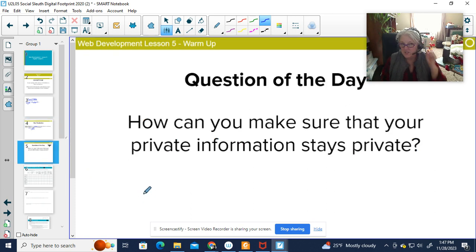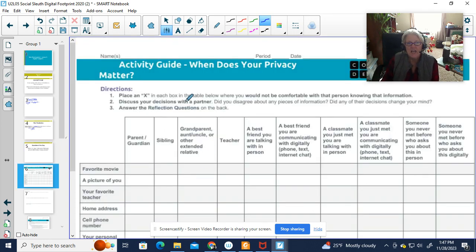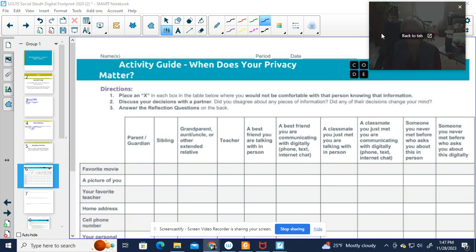The first worksheet that I'm going to have you start thinking about is going to have a number of categories or topics and then a number of different audiences. So let's take a moment, get this worksheet passed out, and then you can take some time and go through this one. This one's called When Does Your Privacy Matter?